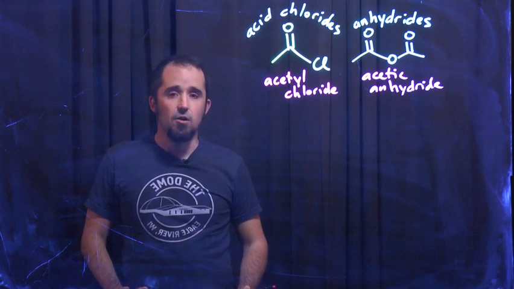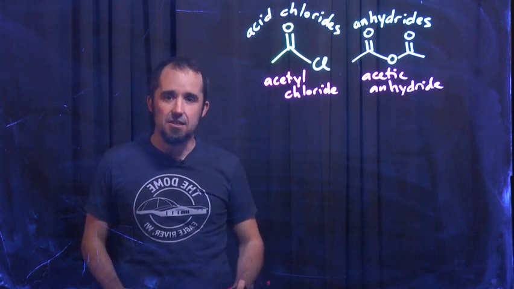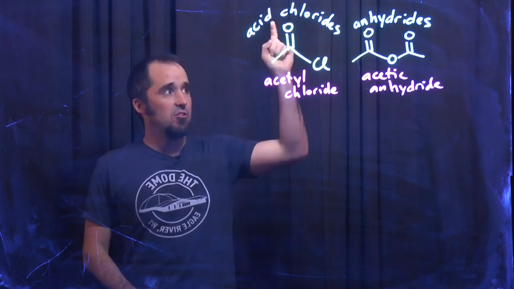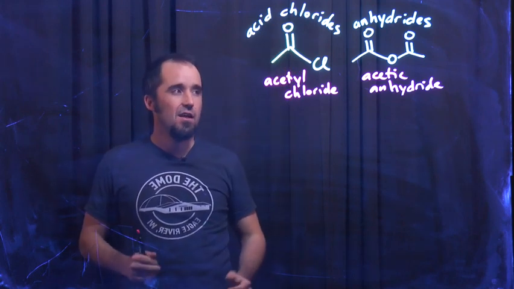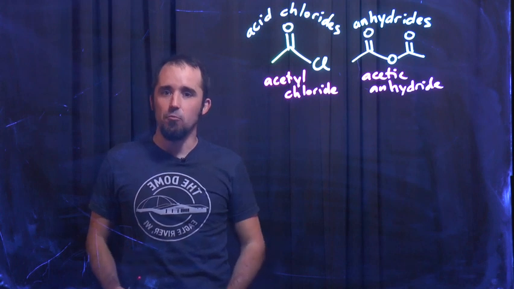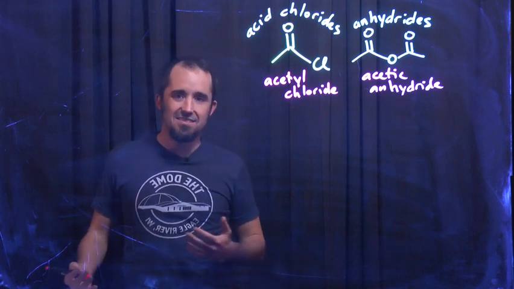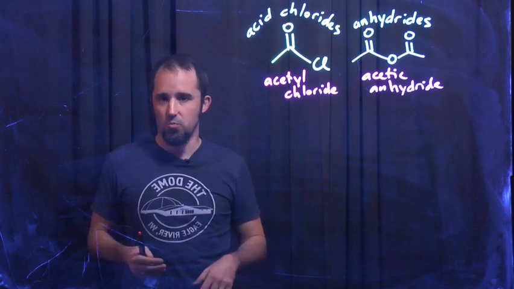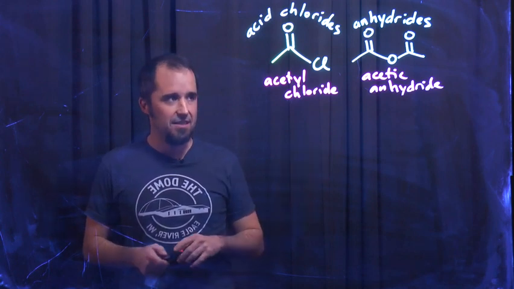Okay, let's start with the most reactive of the carbonyl compounds that we'll see. So we've got acid chlorides and anhydrides. They are very, very similar in reactivity. I more or less think of these as exchangeable or interchangeable functional groups. So they're basically the same.